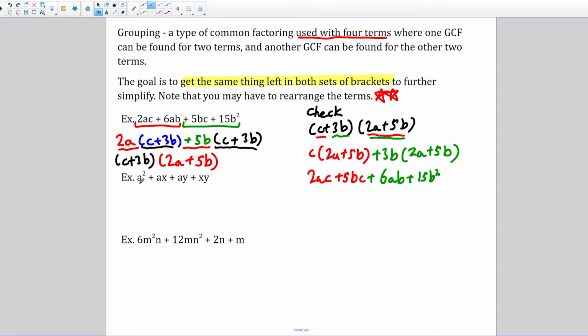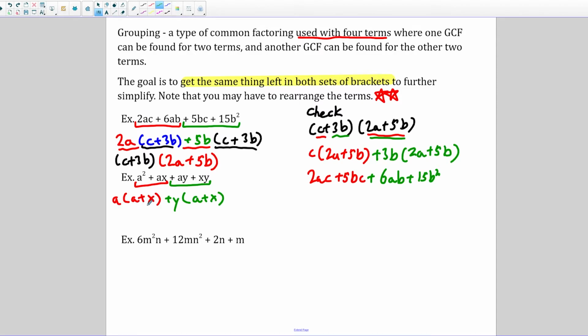So with the second example that we have here, again, we're going to pair them up, and make sure that we have a GCF between each pair of terms. So my red pair and my green pair. Let's find the GCF. I've got a squared plus ax. My GCF is a. So what's left on the inside is a plus x. If I take a look at my green pair here, my GCF is going to be y, so plus y. And what's left on the inside is a plus x.